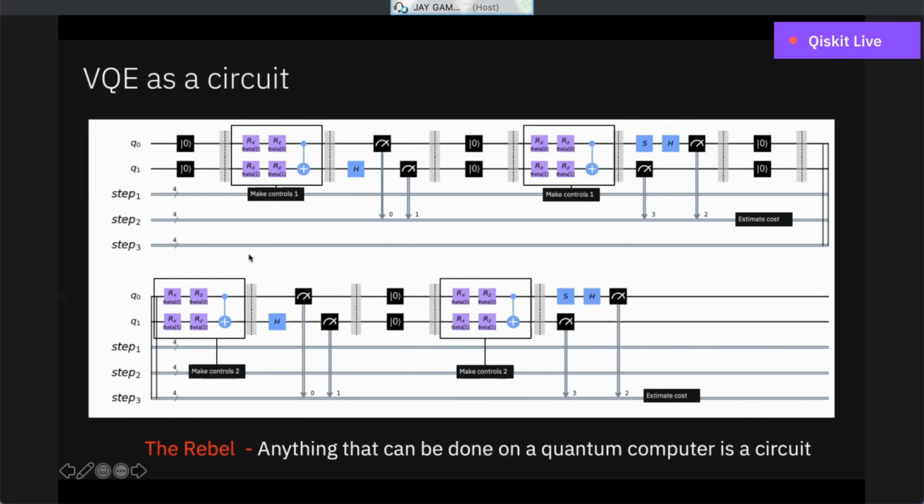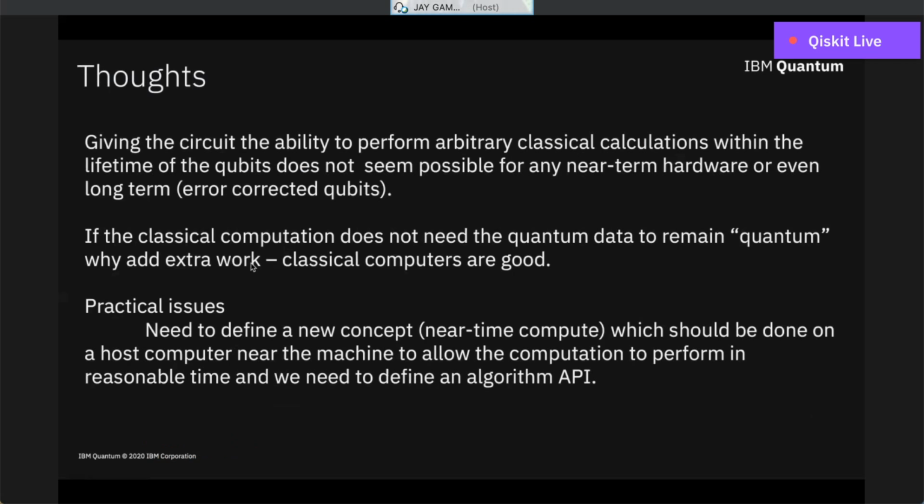However, the rebel can say, well, I could just imagine that I put all of these circuits together, and now I just have a bunch of classical bits that I make. I first make my first set of controls, I make my second set of controls, and then I estimate the cost based on the outcome of this, and then based on the cost that I've estimated, I make the new set of controls, and then I estimate my final cost, and I could repeat this many times. So the rebel would say that anything that can be done on a quantum computer is a circuit.